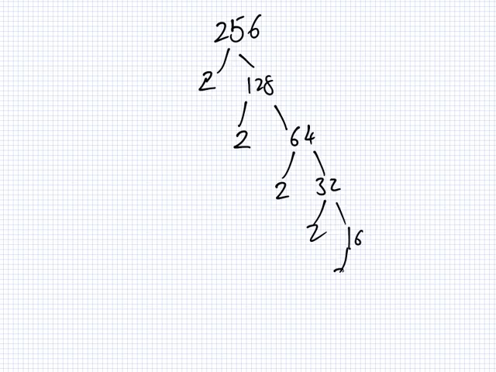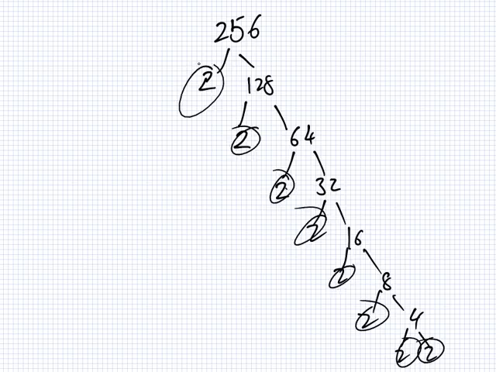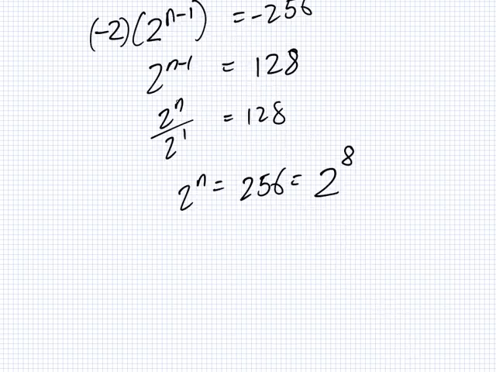256 is 2 times 128. 128 is 2 times 64. 64 is 2 times 32. 2 times 16. 2 times 8. 2 times 4. 2 times 2. 1, 2, 3, 4, 5, 6, 7, 8. Yeah, how can you do that on calculator? That's a later lesson. Okay, next.